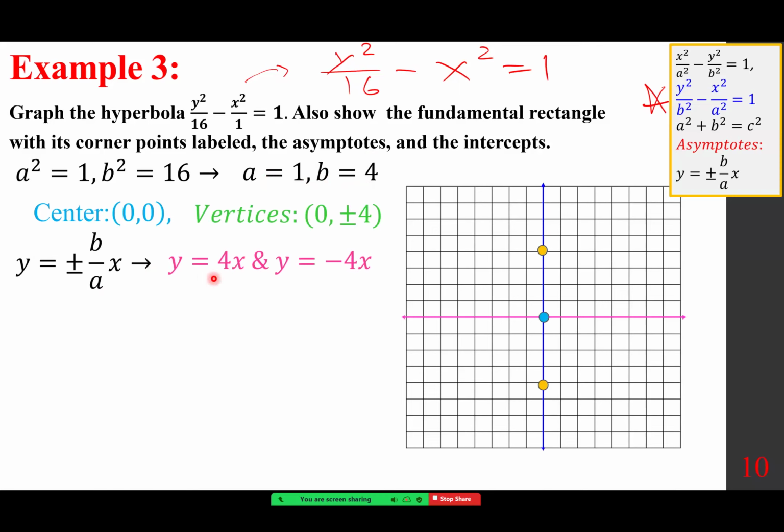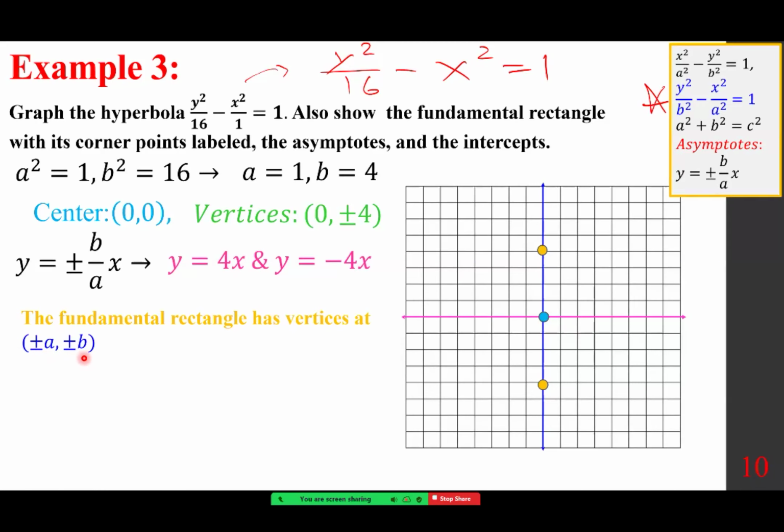Remember, of course, one point for both of them would be 0, 0. And then, for example, if you choose x equals 1, y becomes 4, and you can take it from there. The fundamental rectangle, again, has the same corners, plus or minus a, plus or minus b. That means negative 1, positive 4; negative 1, negative 4; and then 1, negative 4; and 1, positive 4. So we make up those 4 points.